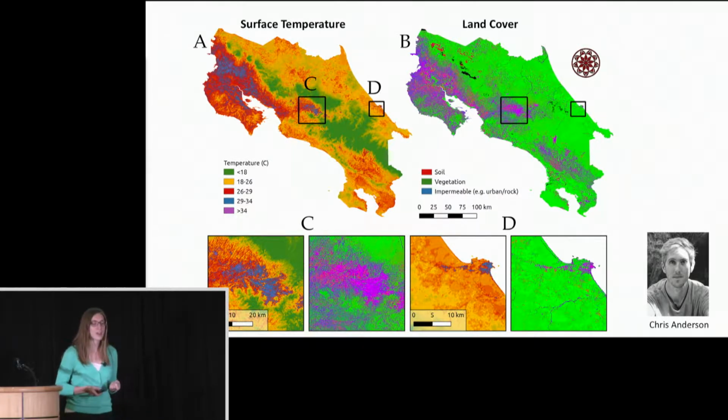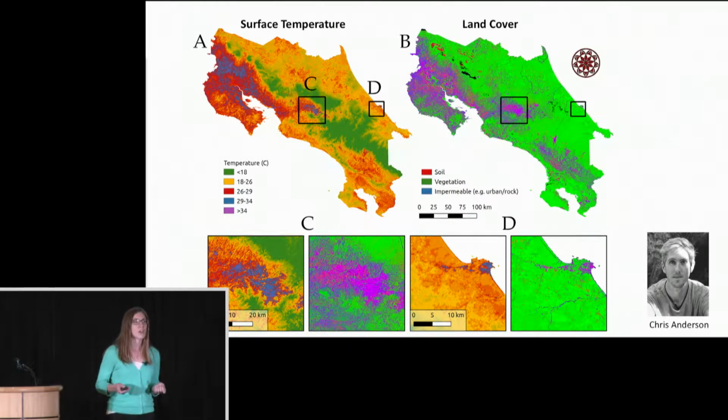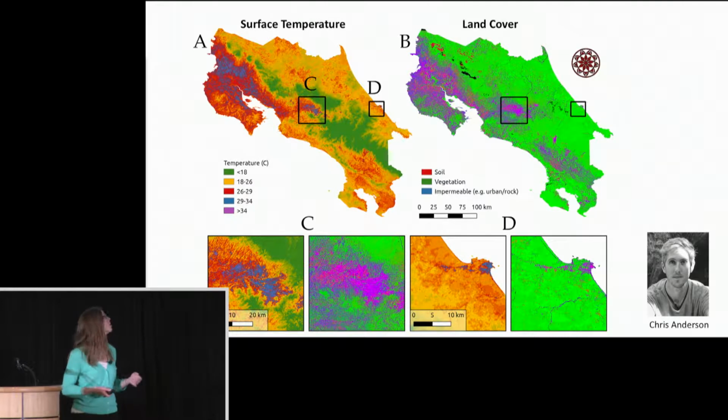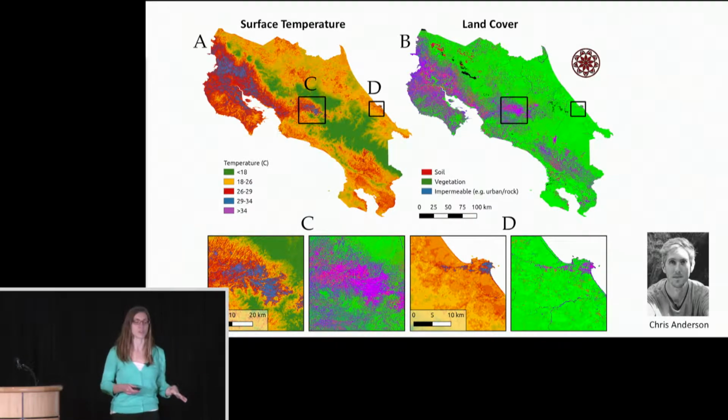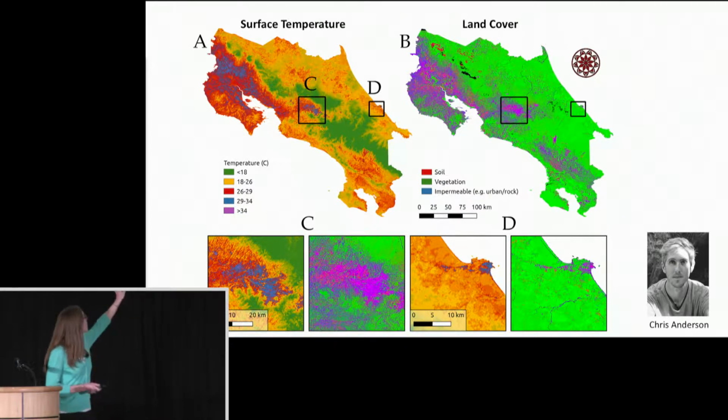And my collaborator, graduate student Chris Anderson, shown here, plays a huge role in this piece. And so using these maps derived from the same data we use in our models here, we can start to see these relationships between surface temperature on the left and land cover on the right. These insets at the bottom here show two cities in Costa Rica and really illustrate this relationship pretty starkly. We can start to see that generally in these urban zones, you experience much higher surface temperatures relative to surrounding vegetated areas.